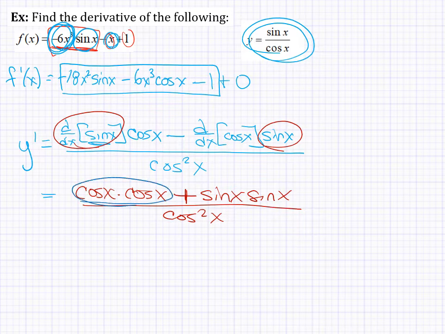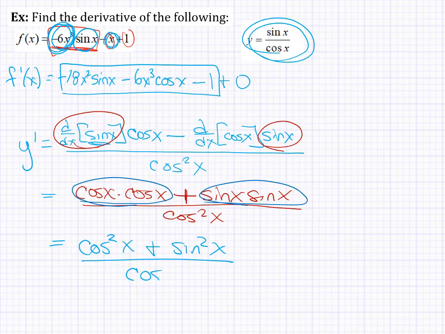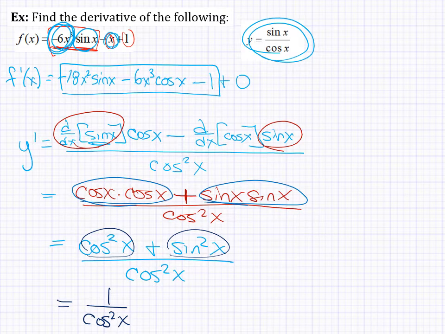Well, this is cosine squared. This is sine squared. So I would have cosine squared x plus sine squared x over cosine squared x. But we should know that cosine squared x plus sine squared x equals 1. So this is 1 over the cosine squared x. But we should also know that 1 over the cosine is equal to the tangent.